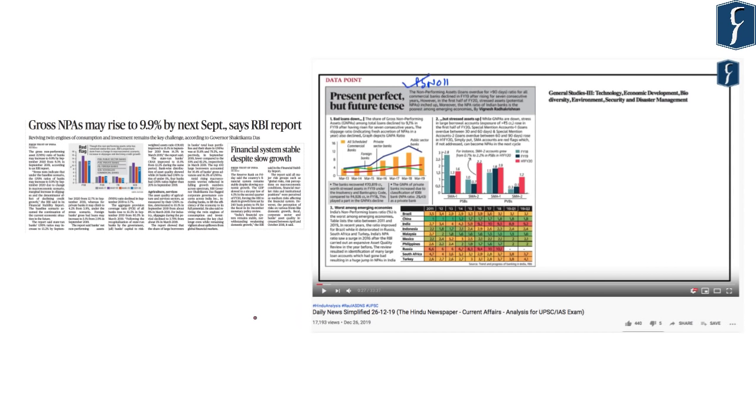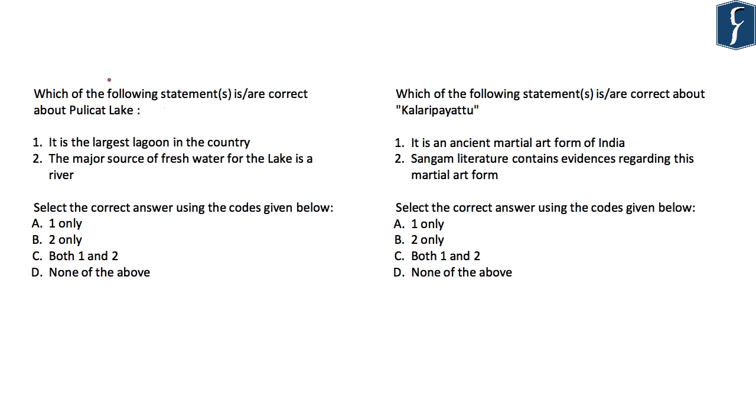Let's now discuss questions for prelims examination. Now, the first question is, which of the following statements are correct about Pulicat Lake? First, it is the largest lagoon in the country. It's incorrect as the largest lagoon in the country is Chilika Lake. And the second statement is the major source of fresh water for the lake is a river, which is also incorrect as the major source of fresh water for this lake is the northeast monsoon. And hence the right answer is D, none of the above.